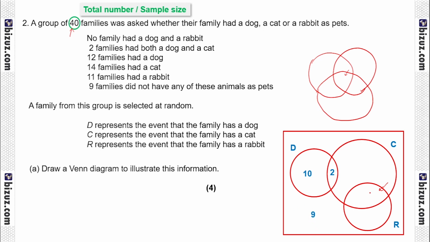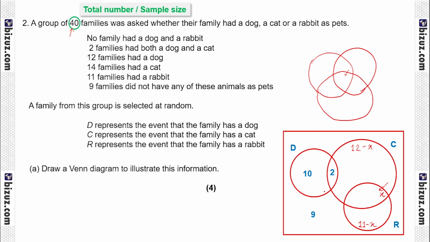Now, back to what I was saying, we need to find the value of this overlap or intersection. Let's call that X. So if this is X, 14 families had a cat. So if as a whole C has 14, so there's a 2 here, there's an X here. So this is 14 minus 2 minus X, or basically 12 minus X. And also 11 families had a rabbit. So this is 11 as a whole. This is X. So this is going to be 11 minus X.